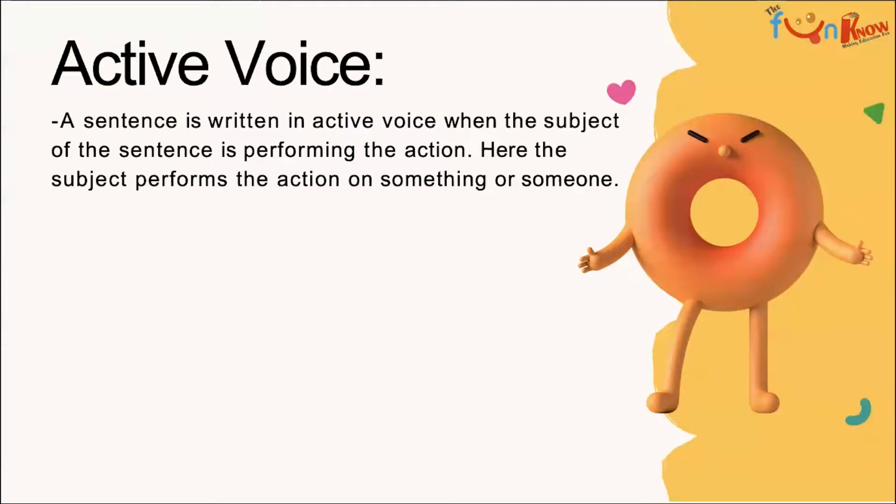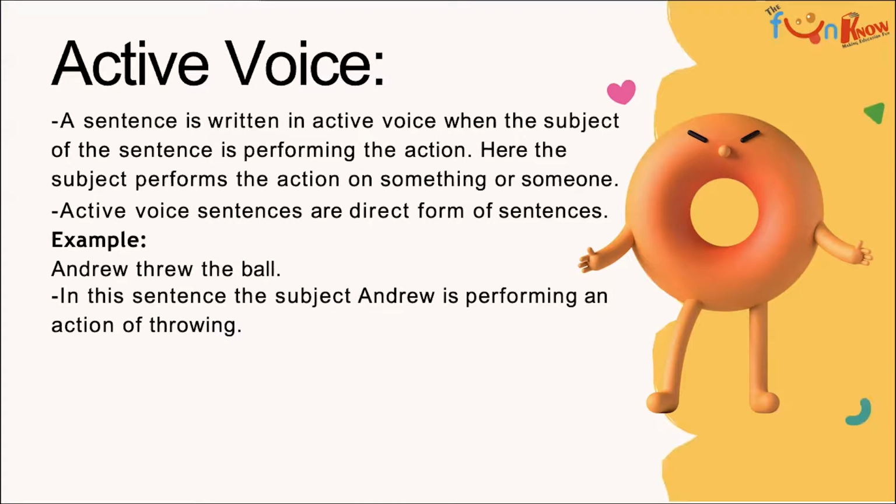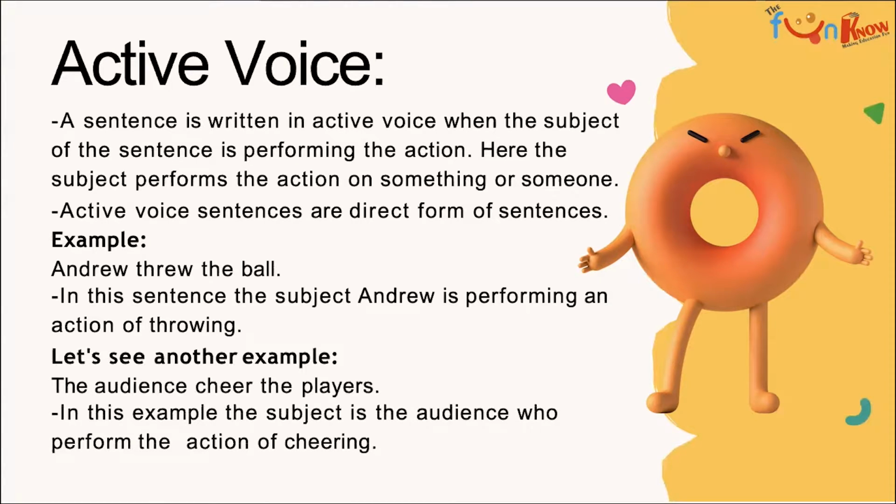In active voice, a sentence is written when the subject of the sentence is performing the action. It is a direct form of sentence. An example is, Andrew threw the ball. In this sentence, the subject is Andrew, and he is performing an action of throwing. Another example is, the audience cheer the players. What is the subject here? Audience is a subject who is performing the action of cheering.